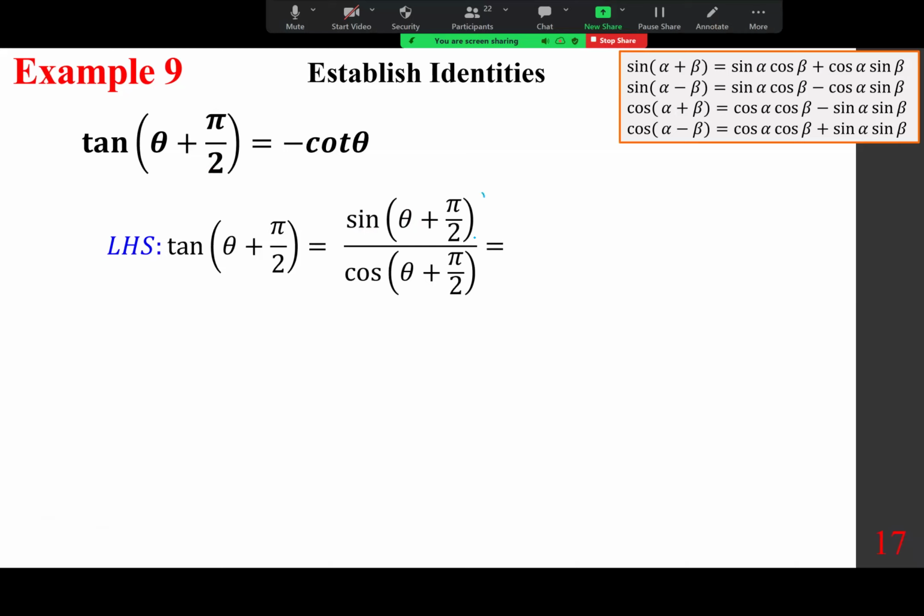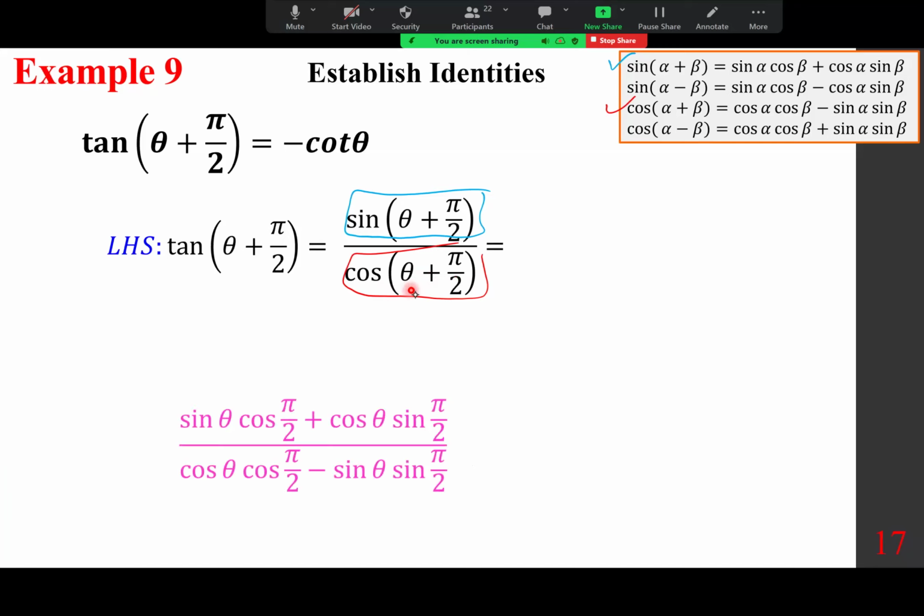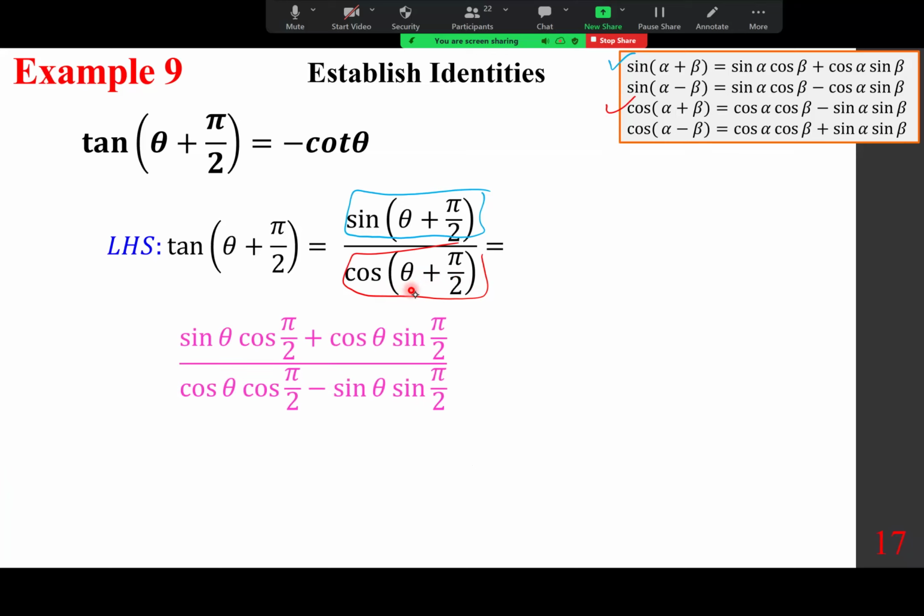So this one, we are going to expand it, obviously using sine of alpha plus beta. And the bottom one, we are going to expand it using cosine of alpha plus beta, which makes it cosine theta cosine pi over 2 minus sine theta sine pi over 2. And all we have to do is replace the known values. Cosine of pi over 2 is 0. Sine of pi over 2 is 1. Same thing here, 0. Same thing here, 1.